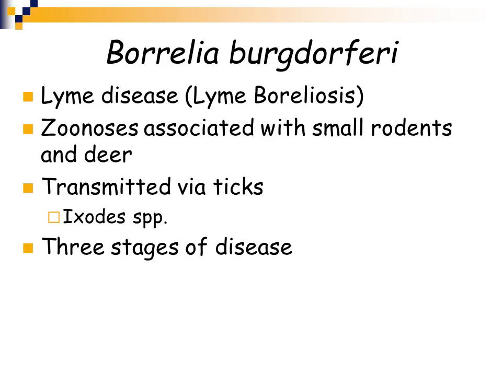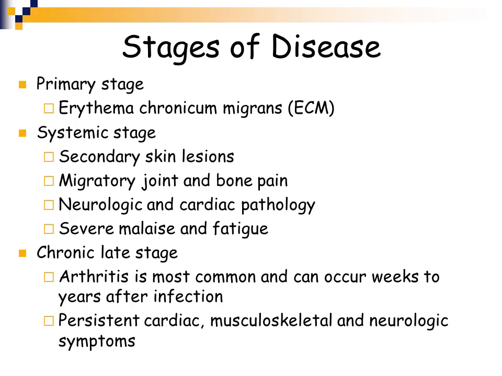Now, our other species of Borrelia is Borrelia burgdorferi. This organism is probably a lot better known, especially in the United States, because this is the causative agent for Lyme disease or Lyme borreliosis. Lyme disease is a zoonotic infection that's associated with small rodents and deer, and it's transmitted through the Ixodes species of ticks. There are 3 stages of Lyme disease.